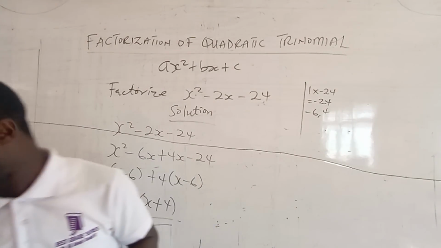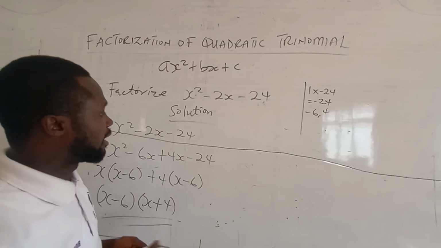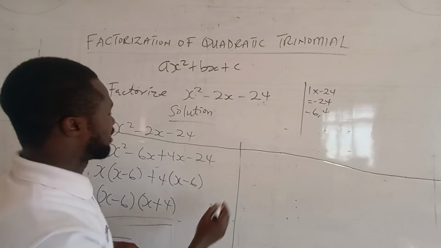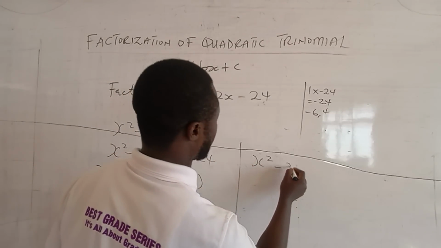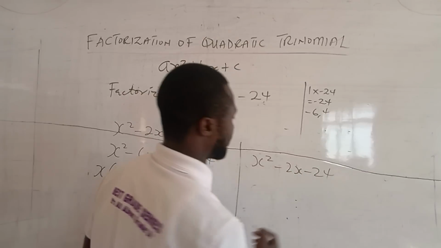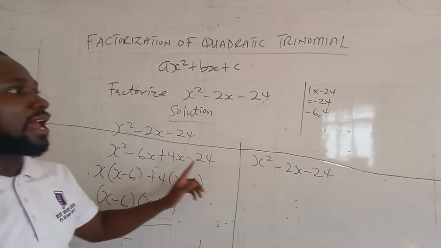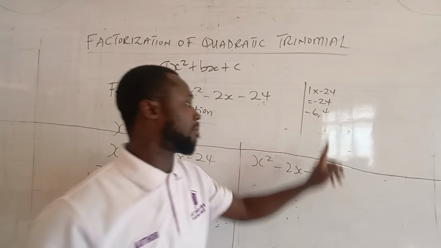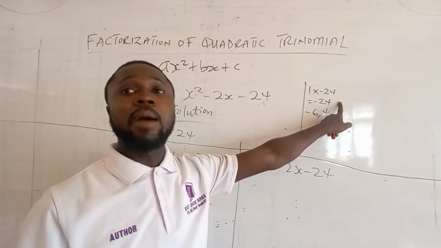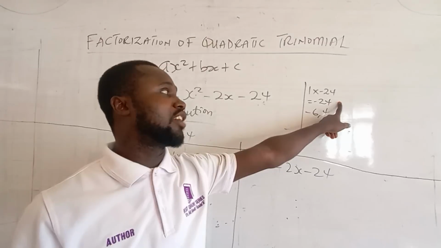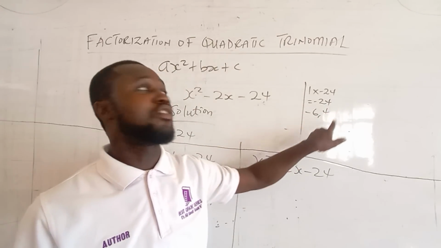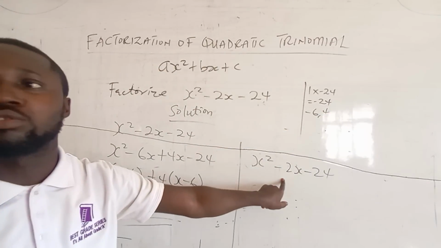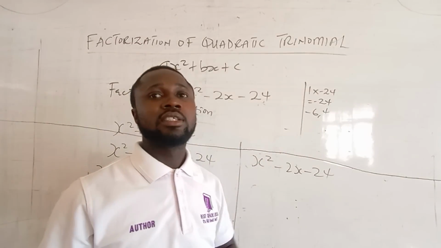All right. So the short procedure I'm talking about is, already our question is x squared minus 2x minus 24. When you multiply the coefficient of the x squared, which is 1, by the constant minus 24, you get minus 24. And you find the two factors. When you multiply, you get minus 24. When you add, you get the coefficient of x, which is minus 2. Minus 6 and then 4.